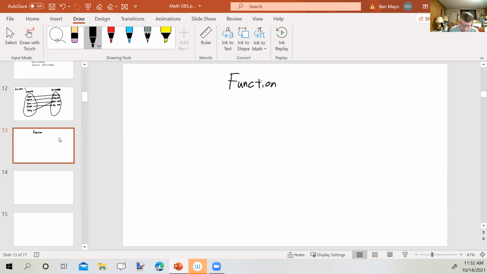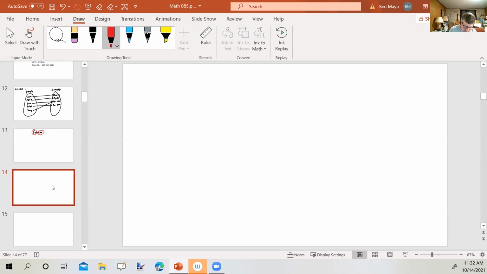function. I want to point out that function starts with the word fun and it ends with the word shun. So starts out fun and then you get shunned. I don't know. Anyway, enough of that. All right.